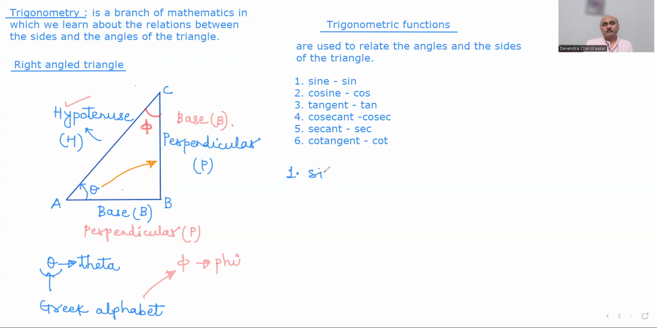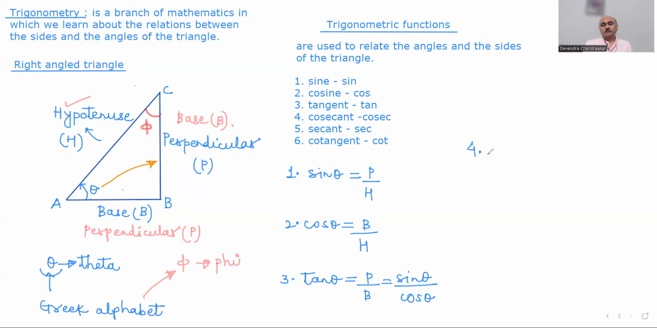So first one is, if I write sine of theta, the input of angle is given to this function. The output is the ratio of the sides. So it is perpendicular upon hypotenuse. P stands for perpendicular, H stands for hypotenuse. This ratio is the value of this. Second is cos theta. It's base upon hypotenuse. Third one is tan theta. It's perpendicular upon base. It is also written as sine theta upon cos theta.